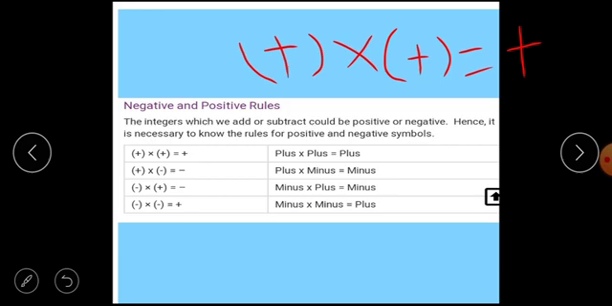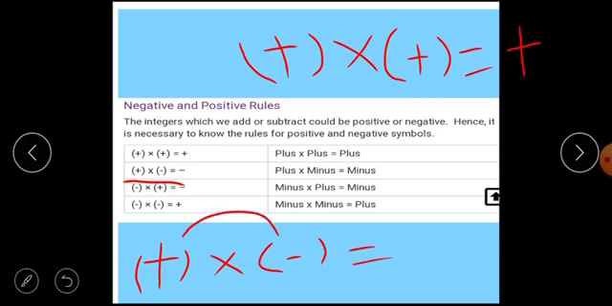In the second case, you can see here, plus into minus, means a positive number multiplied by a negative number. Then positive into negative, what will you get? One number is positive and another number is with a negative sign. So positive into negative, you will get negative in answer. So you can see here, plus into minus, you will get minus as a result.